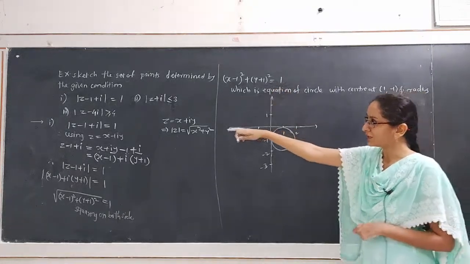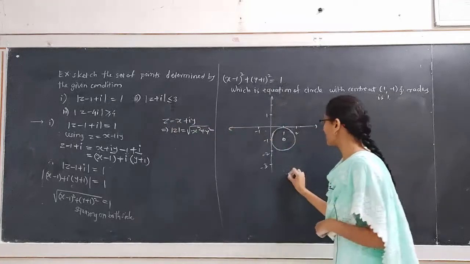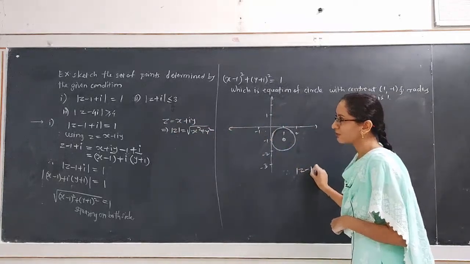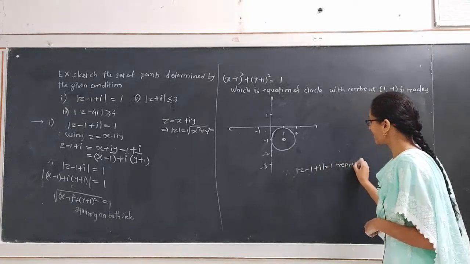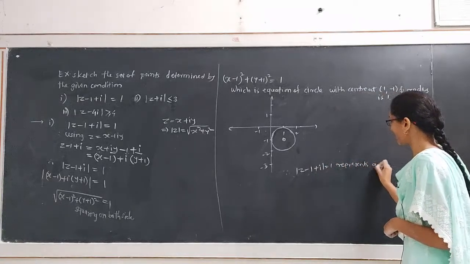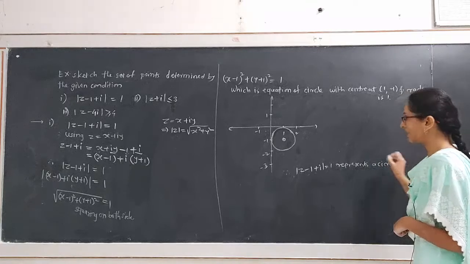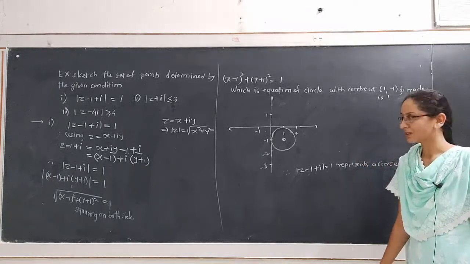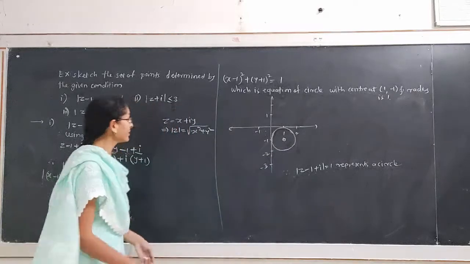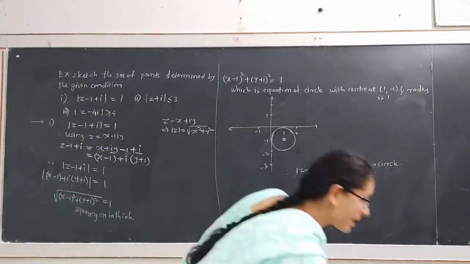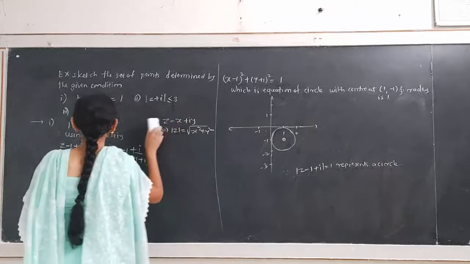Therefore, this given equation, mod of z minus 1 plus i equal to 1, represents a circle which is shaded in the given figure. For the second example, it is given that mod of z plus i is less than or equal to 3.